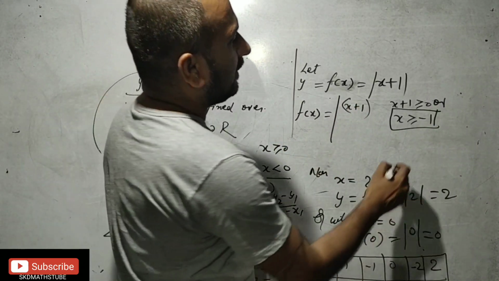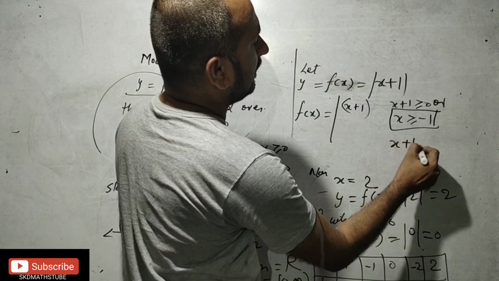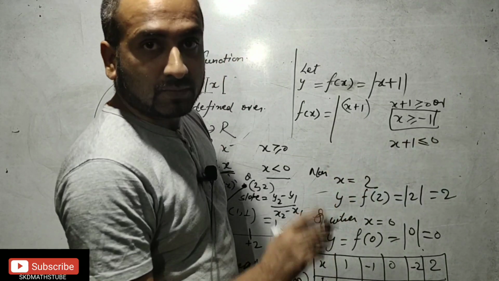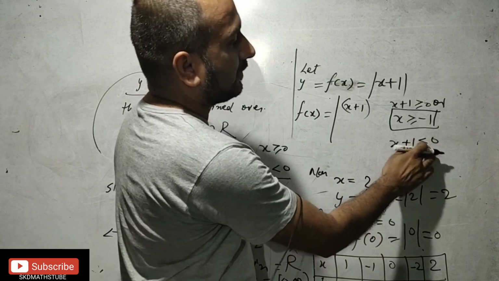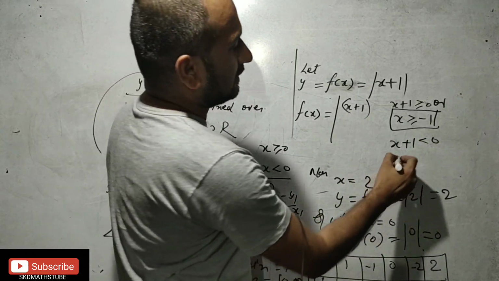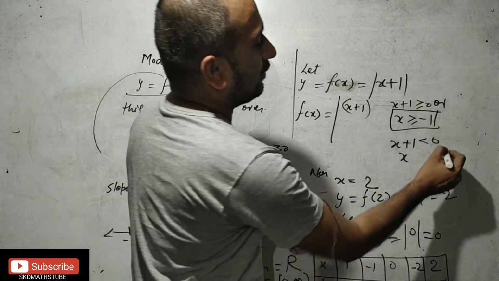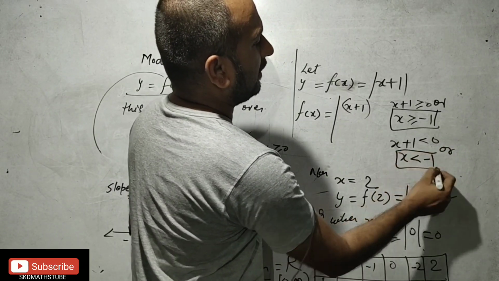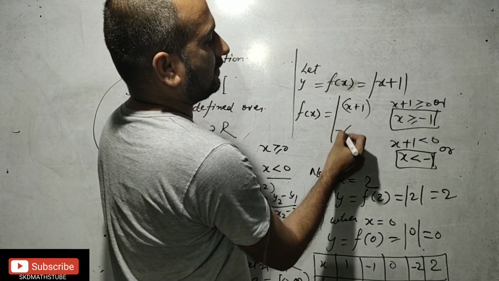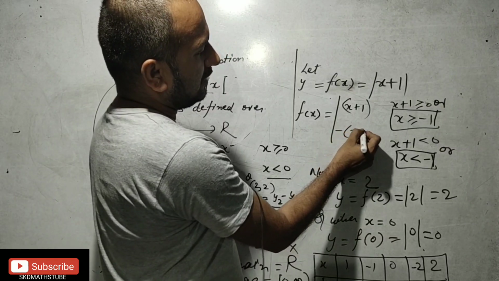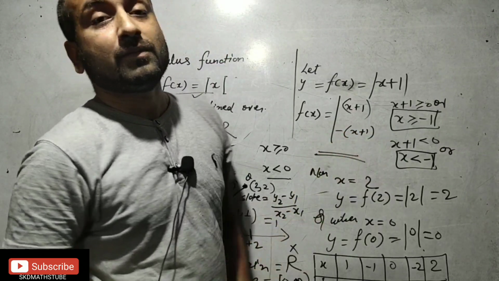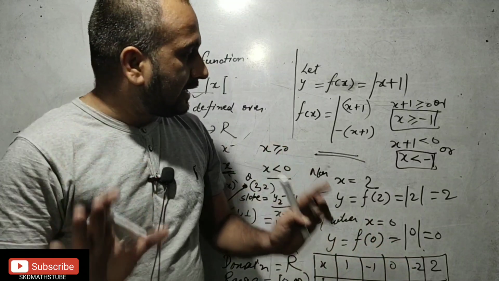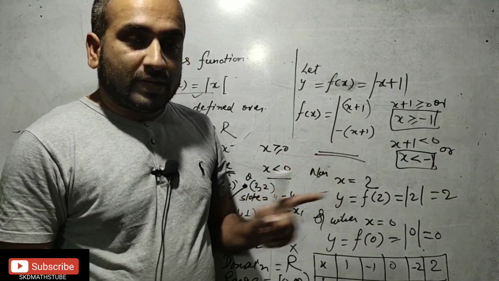Okay, and when x plus 1 is less than 0, what is the value of x? After solving the inequation, you can write x is less than -1. Here the function in terms of x is minus x plus 1. In this way you will break it. Okay, any issue?